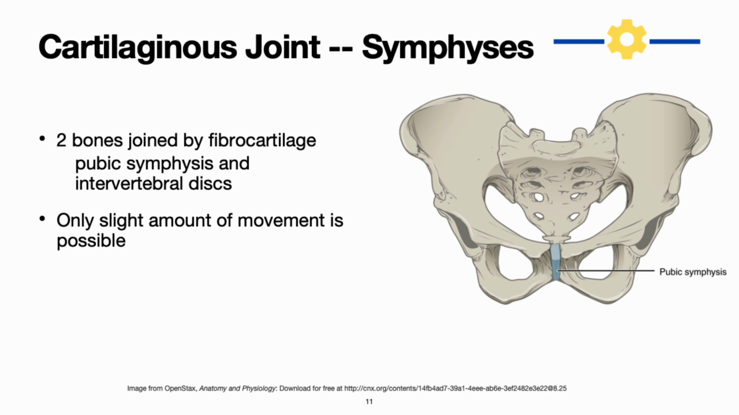The pubic symphysis is an example of a symphysis. And then the joints between the bodies of two vertebrae, where the intervertebral discs are, are considered a symphysis as well. Again, it's a great structure for absorbing force, as well as uniting two bones very substantially in a very strong way. There is some movement available, because the disc or the cartilage is somewhat elastic, but only a slight amount.